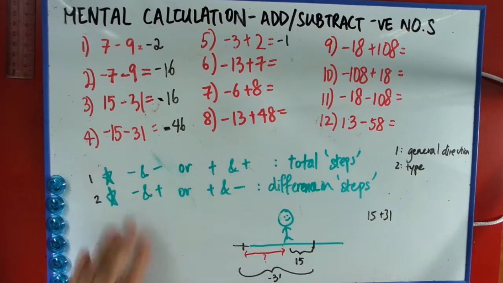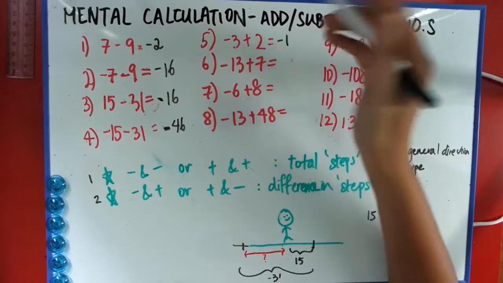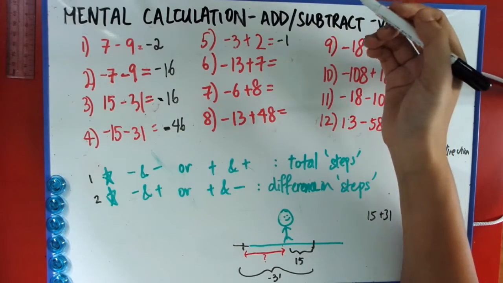But if I were to do it like this, it's the same, right? I take 3 steps back and 2 steps front. So naturally, I'll end up at the back. Minus. By how much? 3 minus 2, the difference is 1. So it's minus 1. Okay?